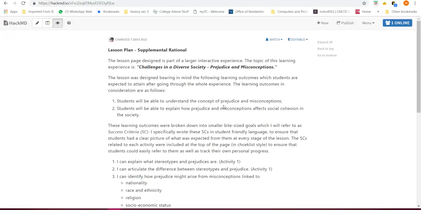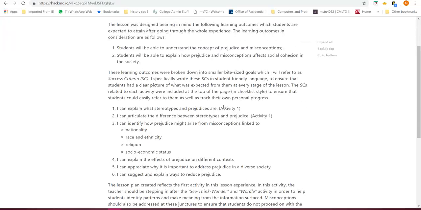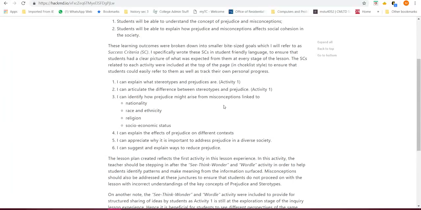Now, I felt personally that these learning outcomes were rather broad. So what I did was that I attempted to break them down into smaller bite-sized goals, which I will refer to as success criteria. Now, I broke these success criteria down into student-friendly language so that students would have a clear picture of what was expected of them. I personally feel that this makes learning less intimidating, and as a result, students feel like they are more likely to achieve it and hence are more motivated during the lesson experience.